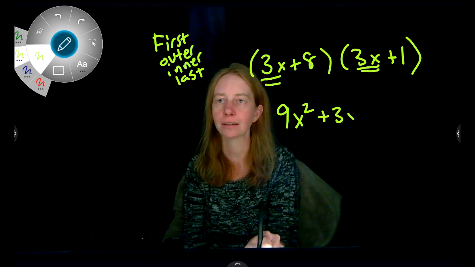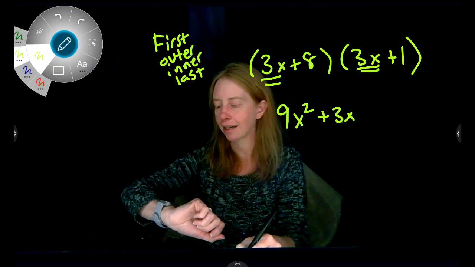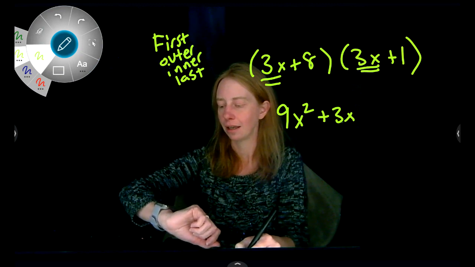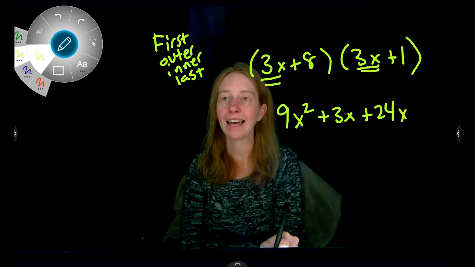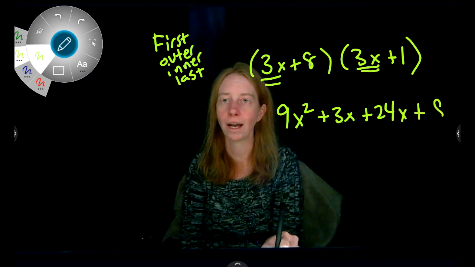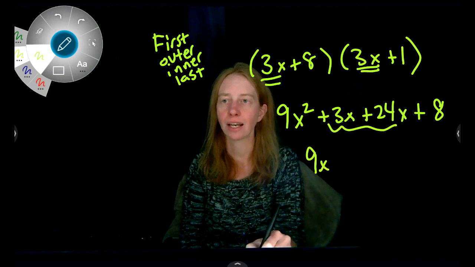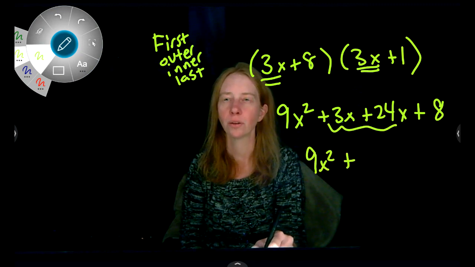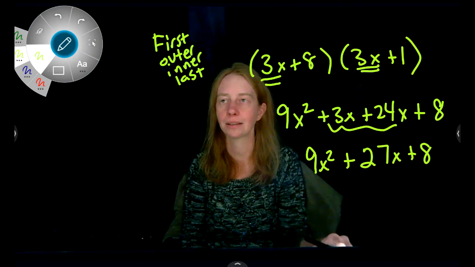So I have 3x. My inner is my 8 and 3x. And my last is 8 and 1. So 8 times 1 is 8. I'm going to combine like terms. So I have 9x squared plus 3x and 24x. Adding those together is 27x plus 8.